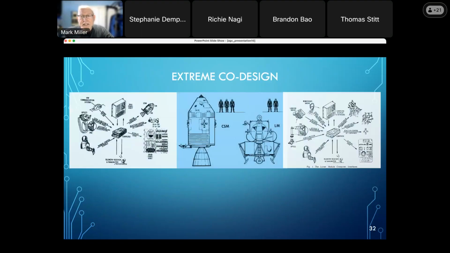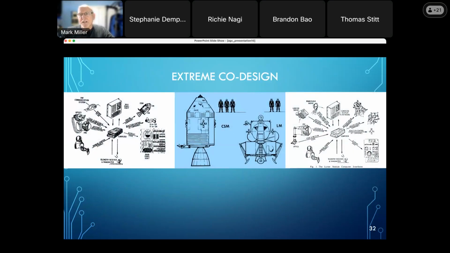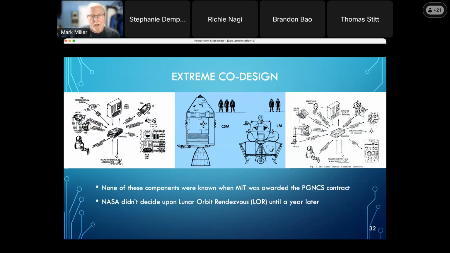In 1961, when MIT received that telegram from NASA saying, you've been selected, none of the hardware you see in these pictures was known. In fact, NASA didn't even know how it was going to land on the moon at the time. Ultimately, NASA settled on something called Lunar Orbit Rendezvous to land on the moon, and that was where they have spacecraft undock, go down to the surface, and then come back up and dock again. But this was a really revolutionary idea. So none of the software or hardware was known when MIT started designing the entire guidance system. So this is an extreme co-design challenge.